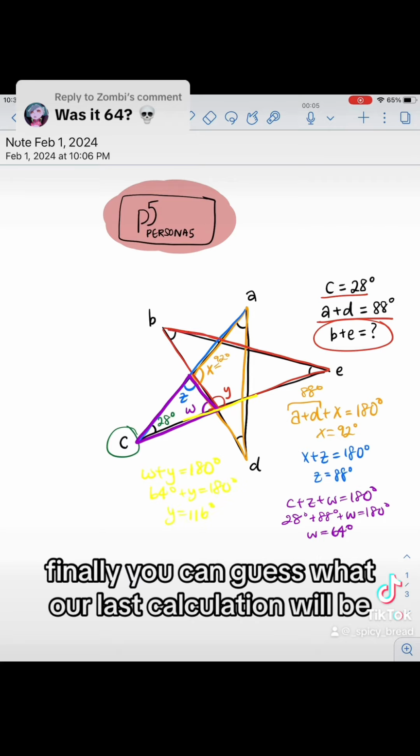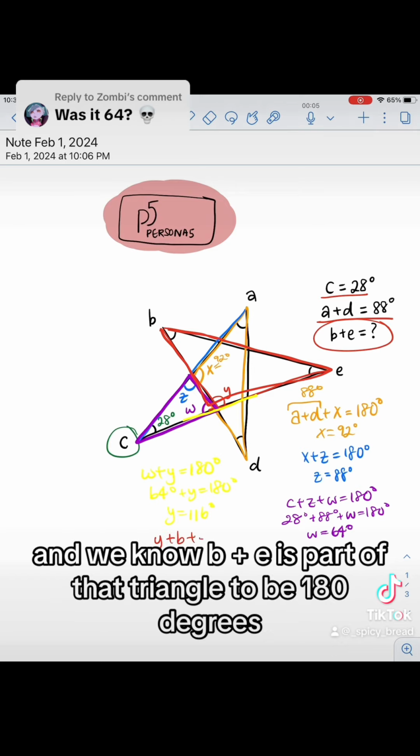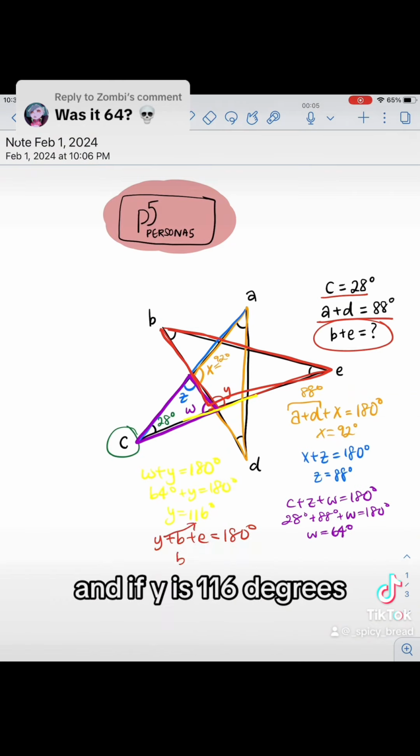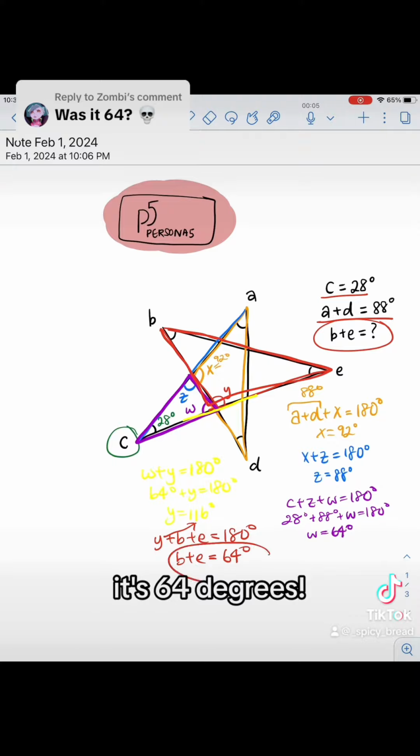Finally, you can guess what our last calculation will be. That red triangle that we started with, right? Because now we know Y, and we know B plus E is part of the triangle to be 180 degrees. And if Y is 116 degrees, we know that B plus E is the same as W, right? It's 64 degrees. And that's your answer.